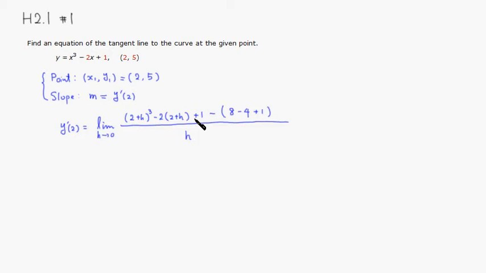Alright, so let's try to simplify. You can see that there's a 1 here and a minus 1, so you can definitely cancel that. And also, if you distribute the negative 2 to the 2 plus h, that's negative 4, minus negative 4, so we can cancel the negative 4 and this 4 right there. We'll deal with the rest a little later. So let's multiply this out. We have a limit as h approaches 0.